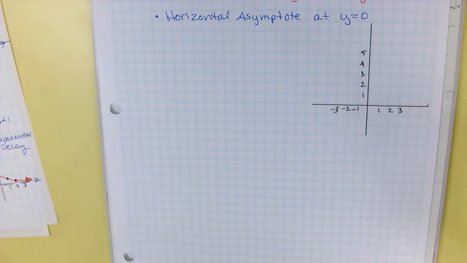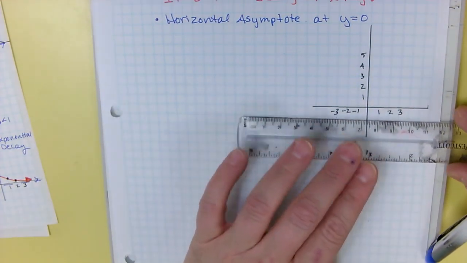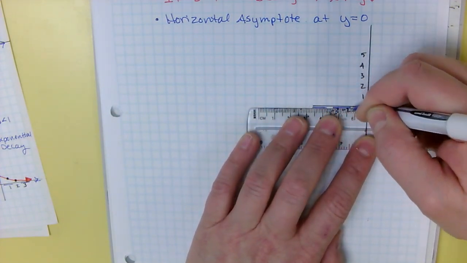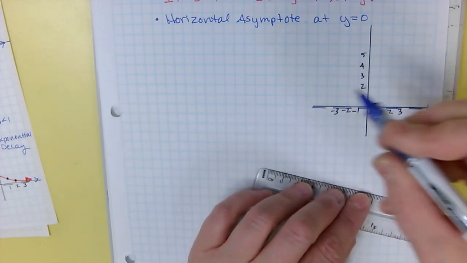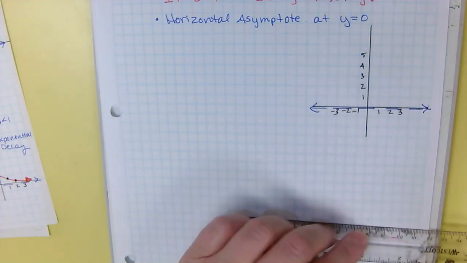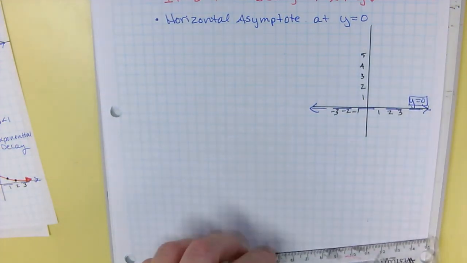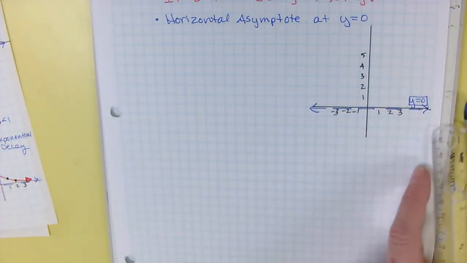Because this is an exponential graph, it automatically has that asymptote. So take your ruler, offset it from the x-axis, draw dashes, and put arrowheads on the end. And then you write the formula y equals 0. That is your horizontal asymptote.